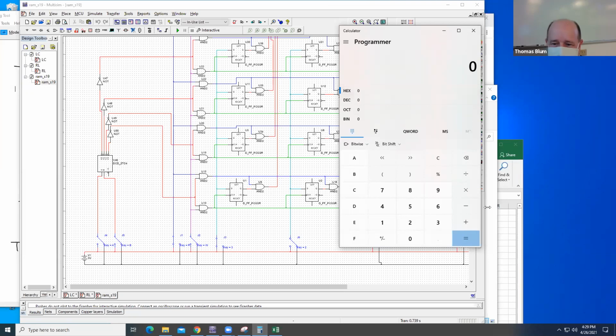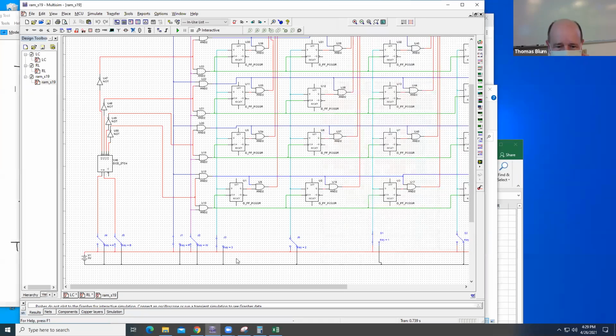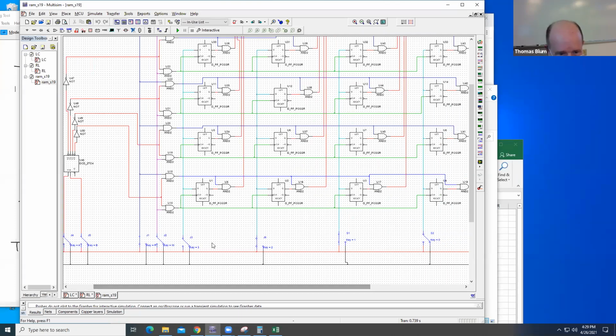So put yourself in hex mode, and I want to put in a 6. Oh, that's 0, 1, 1, 0. So the 3 should be low. The 2 should be high. The 1 should be high, and the 0 should be low. So low, high, high, low. That should be a 6.